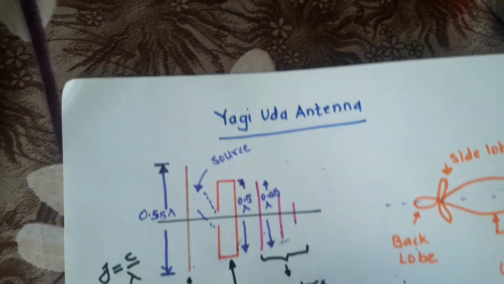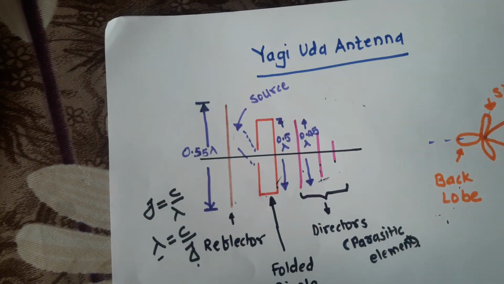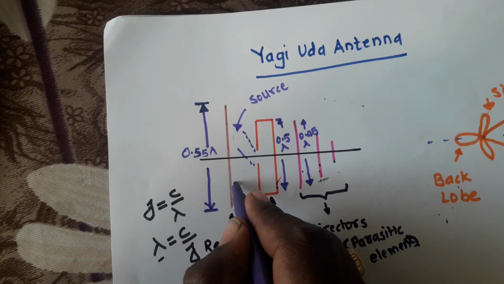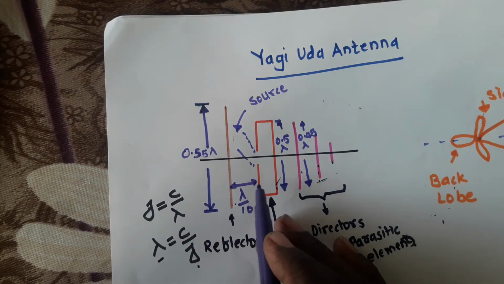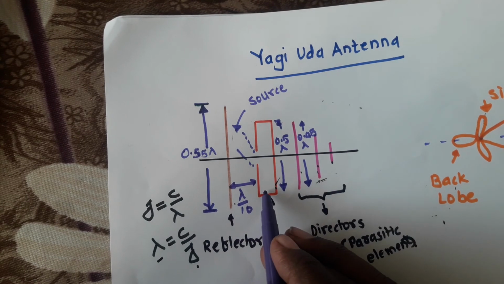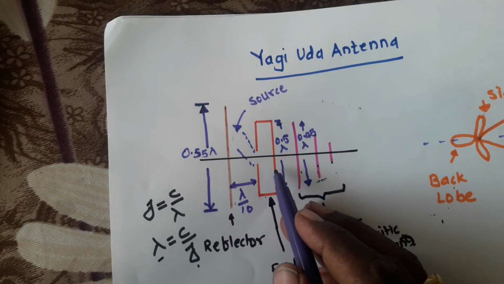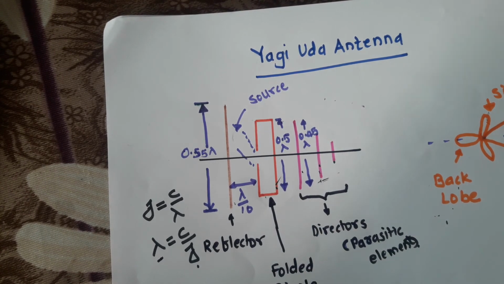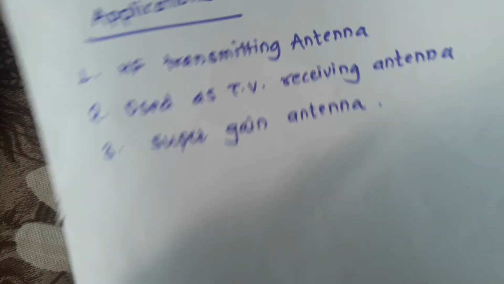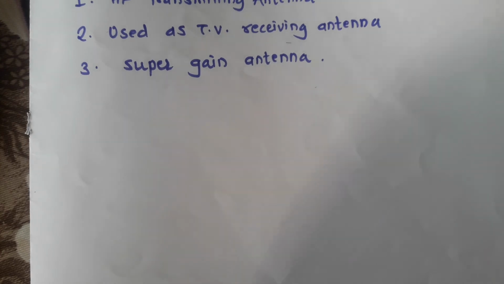One more point I want to add within this session is that the distance between these two elements is kept lambda by 10. So whatever the distance between the reflector and the folded dipole, or the folded dipole and the director, is basically kept as lambda by 10. So this is all about the Yagi-Uda antenna theory.